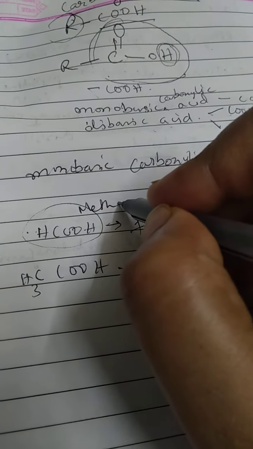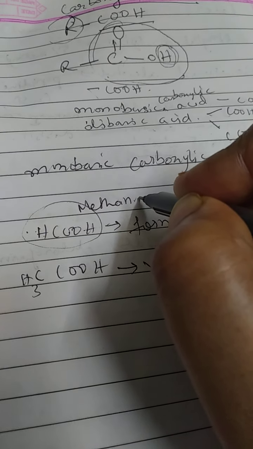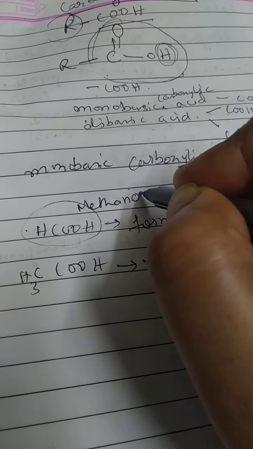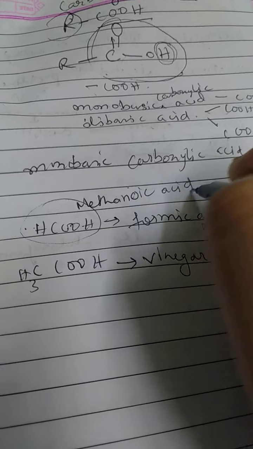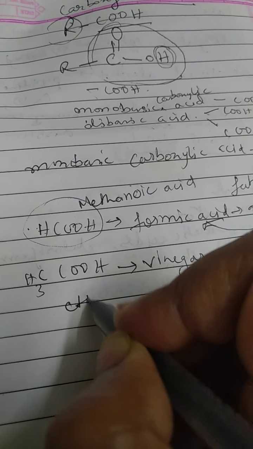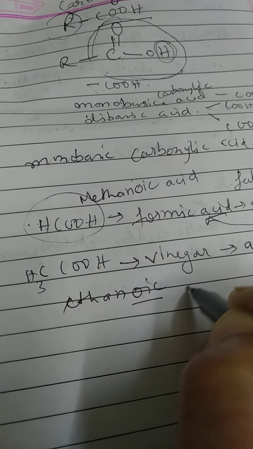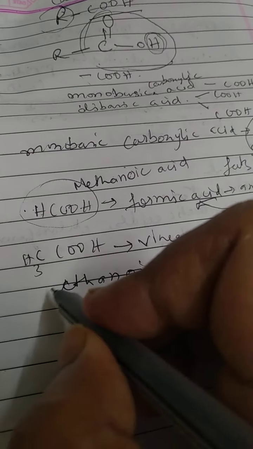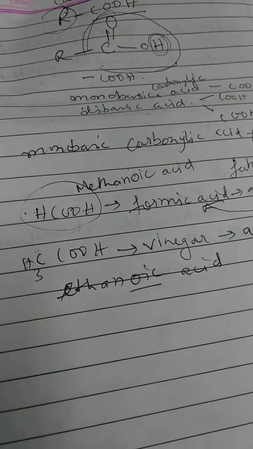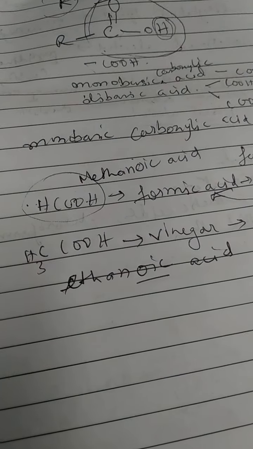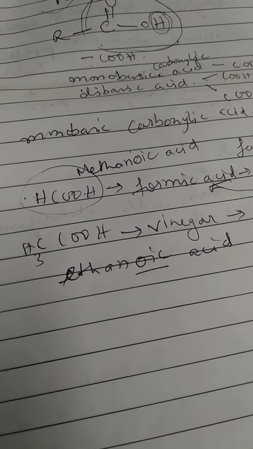However, how is the IUPAC nomenclature given? So this is your methane. The E we will not write. The E will be substituted with OIC, oic acid. This will be your ethane. The E will be substituted with oic acid. Okay, ethanoic acid, methanoic acid. This way the IUPAC nomenclature is done.